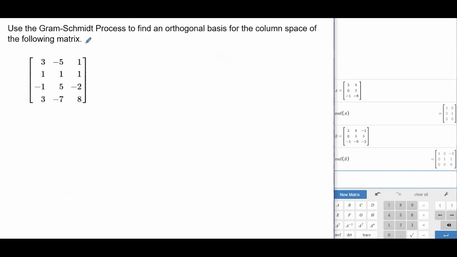All right, so let's do one that has more vectors, and it's going to just take one extra step here, but we want to find an orthogonal basis for the column space of the following matrix. So let's let this column be x1, this be x2, and this be x3. If I span these, I get the column space of A, right? That's what the column space is. You take all linear combinations of the columns.